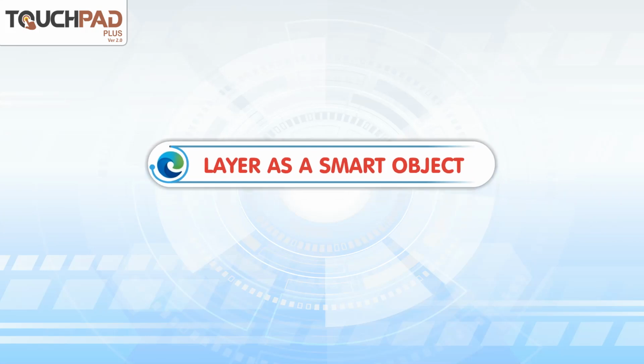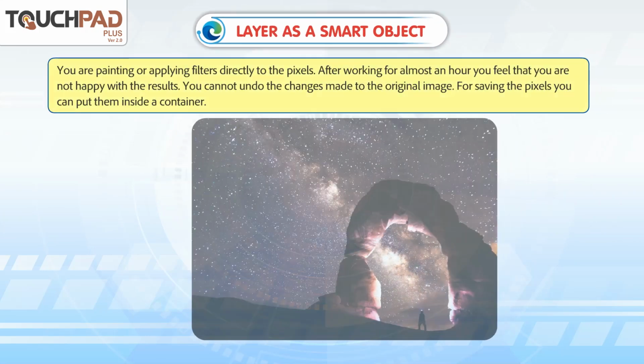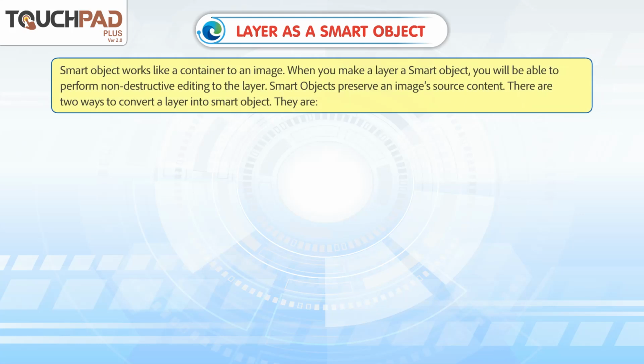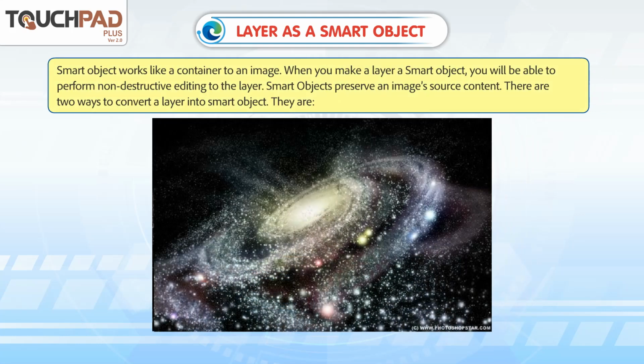Layer as a smart object. You're painting or applying filters directly to the pixels. After working for almost an hour, you feel that you are not happy with the results. You cannot undo the changes made to the original image. For saving the pixels, you can put them inside a container. A smart object works like a container for an image. When you make a layer a smart object, you will be able to perform non-destructive editing to the layer. Smart objects preserve an image's source content.